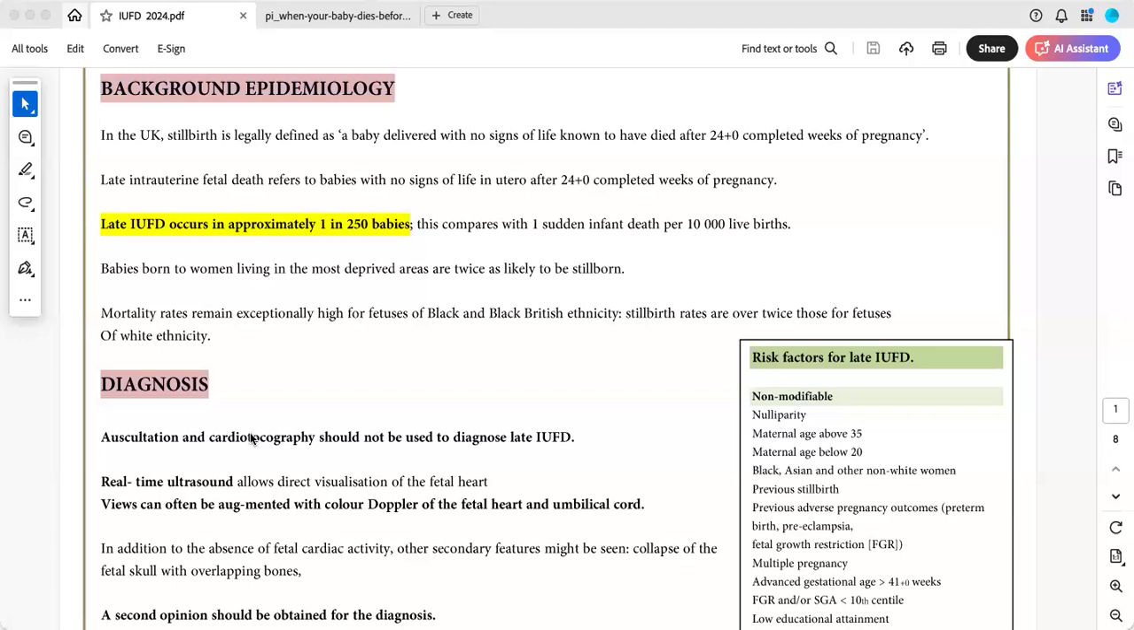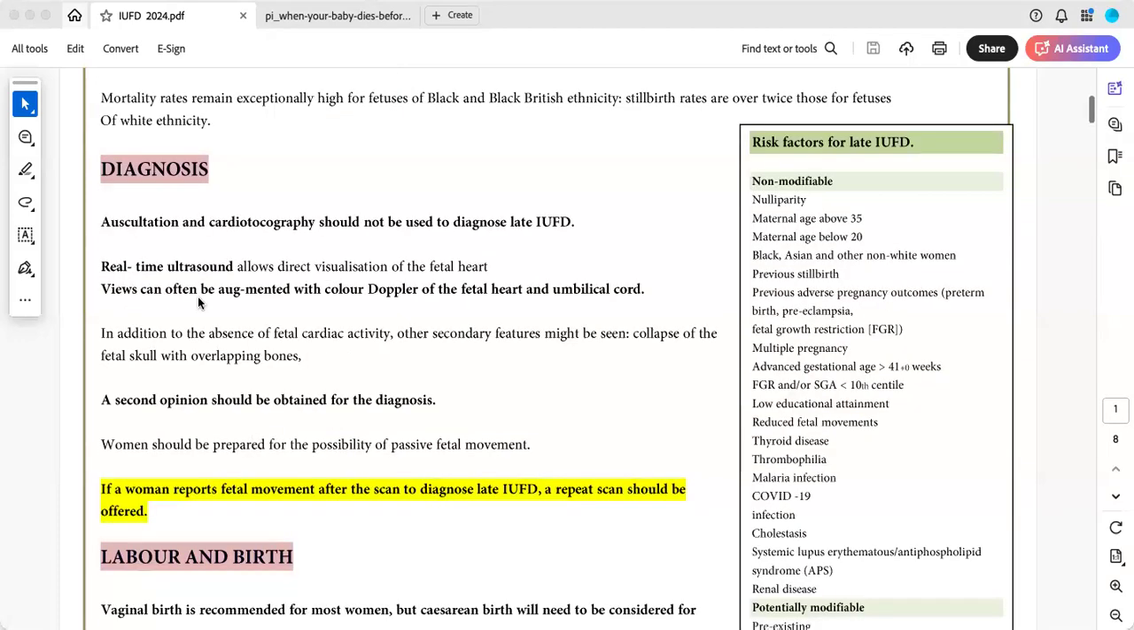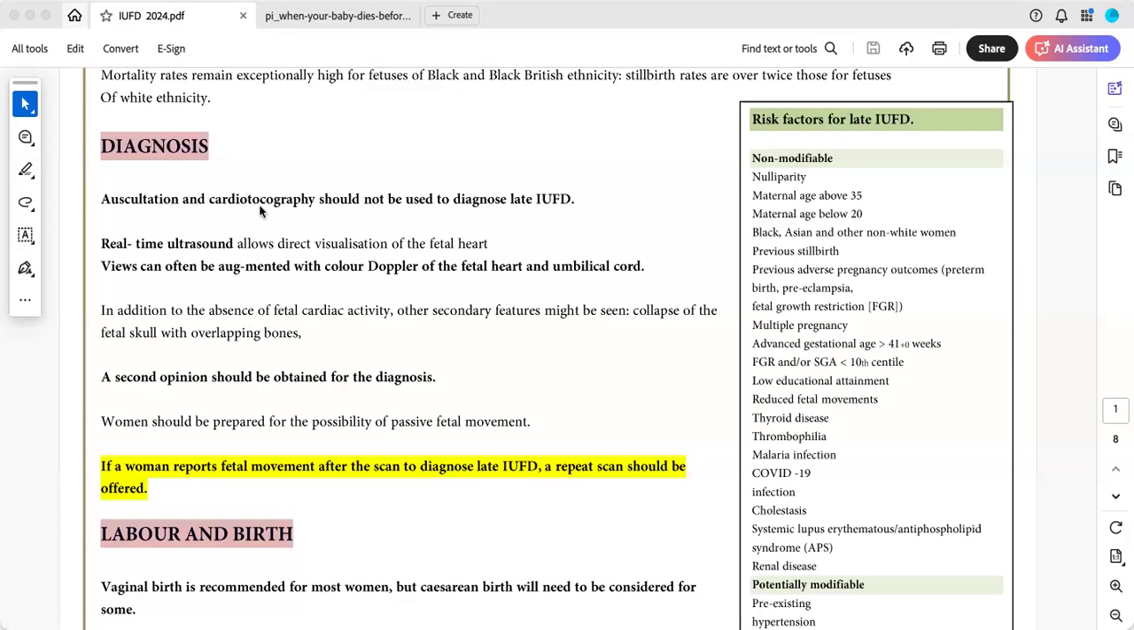For the diagnosis, we are still the same, right? Auscultation and CTG should not be used to diagnose late IUFD. However, we recommend real-time ultrasound. Again, it's a repeated and very easy exam question, and this is for recall. The views can often be augmented with color Doppler of the fetal heart and umbilical arteries. The real-time ultrasound will allow you visualization of the heart views, right?